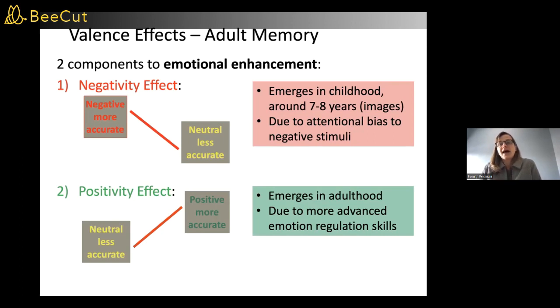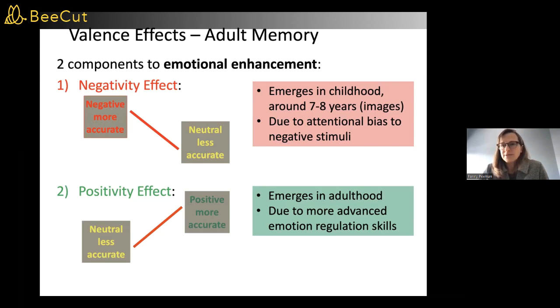And this is something that has been observed before in children with memory for images by about age 7 or 8. So it's something that seems to be an earlier emerging aspect of emotional enhancement. The second aspect of emotional enhancement in the adult literature is the positivity effect, which is better memory for things that are positive in meaning compared to neutral. And this positivity effect emerges later. So it's only been observed before with adults.